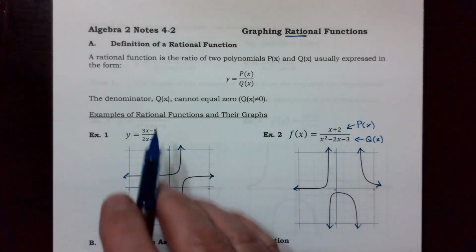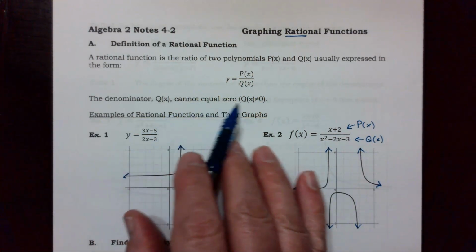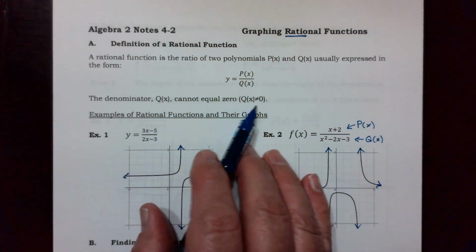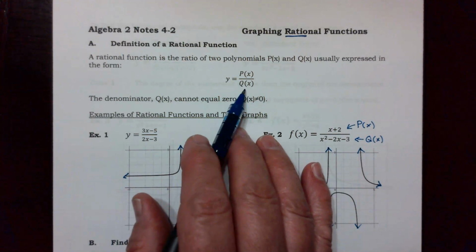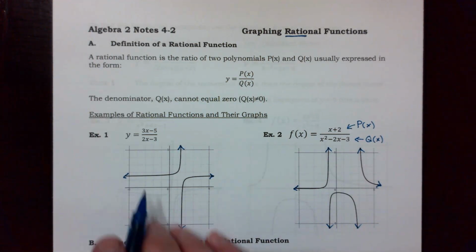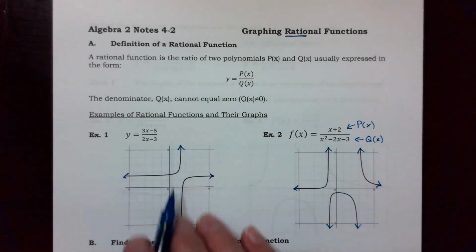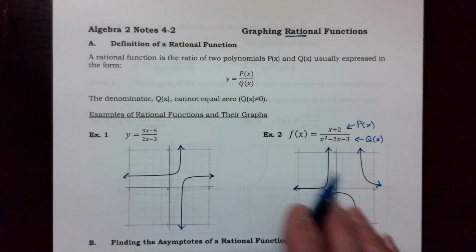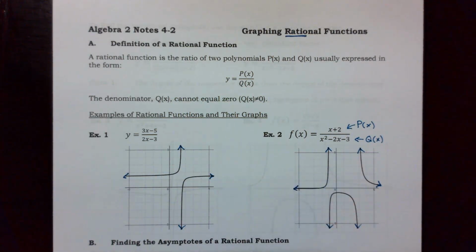Now, I did kind of gloss over this really quickly. The q of x, the bottom part, can't turn out to be 0. If you get a 0 in the bottom of a fraction, it's undefined. And you get some really funky looking graphs. They look like maybe this. Here's another one where you get a really crazy looking graph.